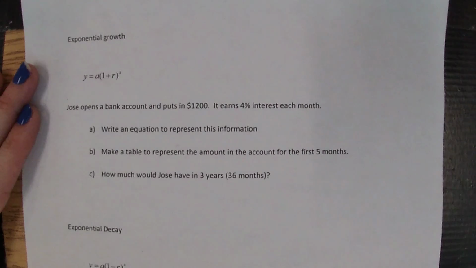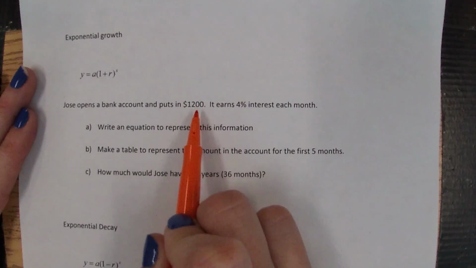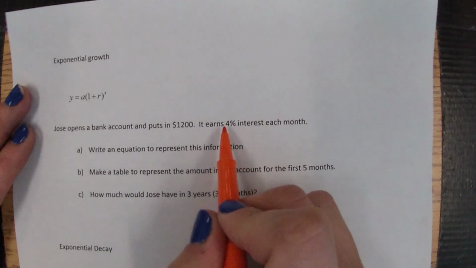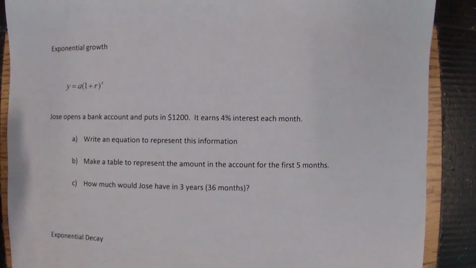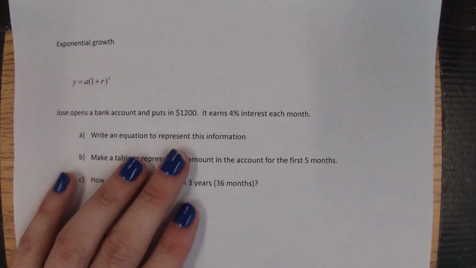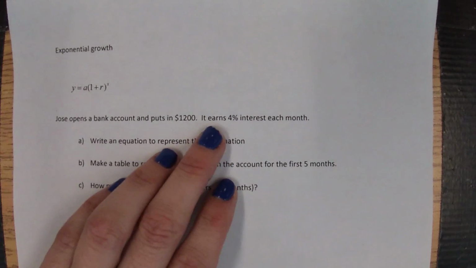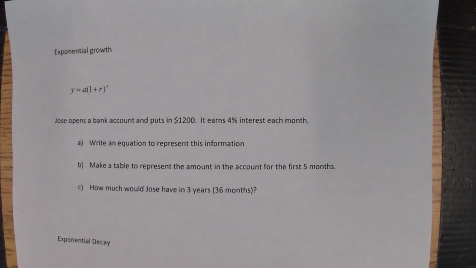So if we look at one in particular, Jose opens a bank account and puts $1,200 in it. It earns 4% interest each month. Now I'm going to be really honest with you, that's not a realistic number to earn. However, when you do put money into certain accounts, they do earn interest. I just simplified it into something that might make a little bit more sense for you. It's earning money, so that means it's exponential growth.